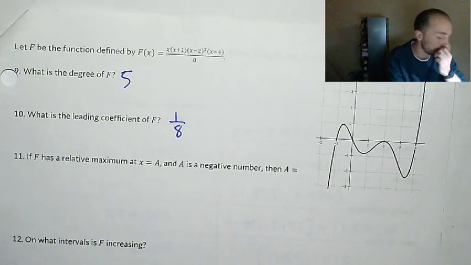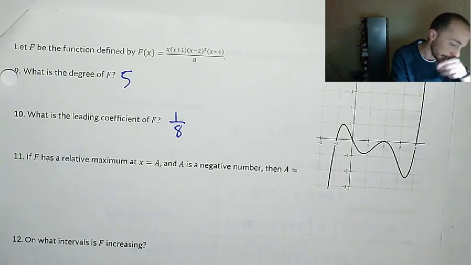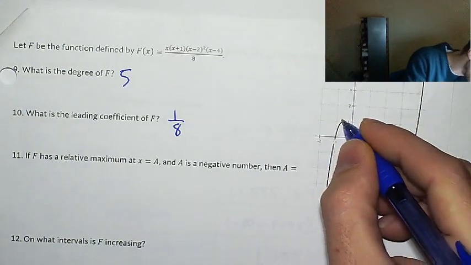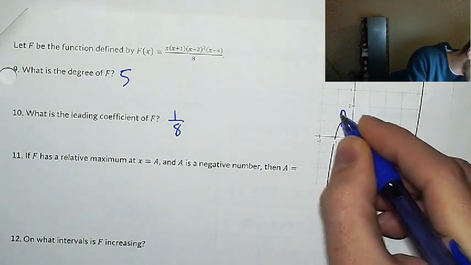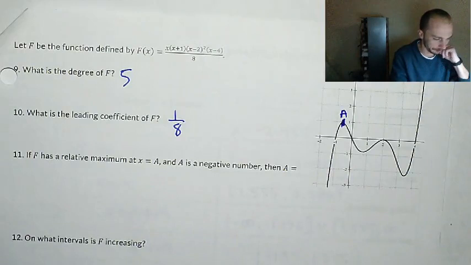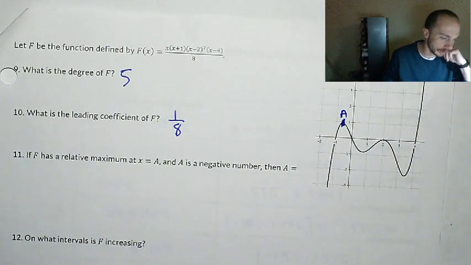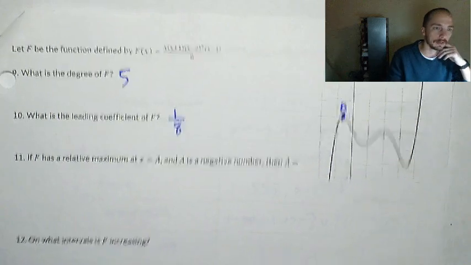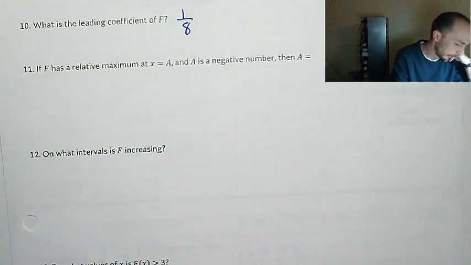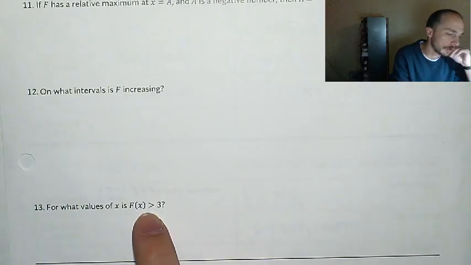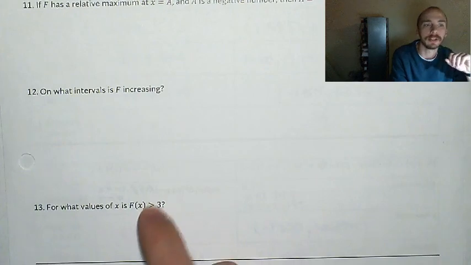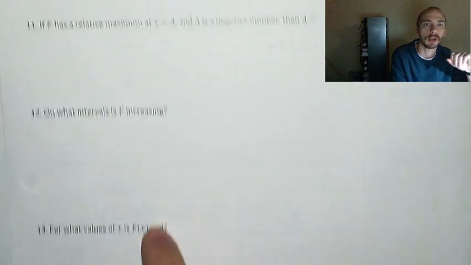If f has a relative maximum at x equals a, and a is a negative number, then a is what? Okay, that's where we're going to need to use the calculator, because that's what we're talking about. Yeah, and then we're going to need the locations of all the extrema here to answer the later questions. When is f increasing, and when is f greater than 3? Oh, I definitely like that problem. That's good. I'm glad I put that on there.